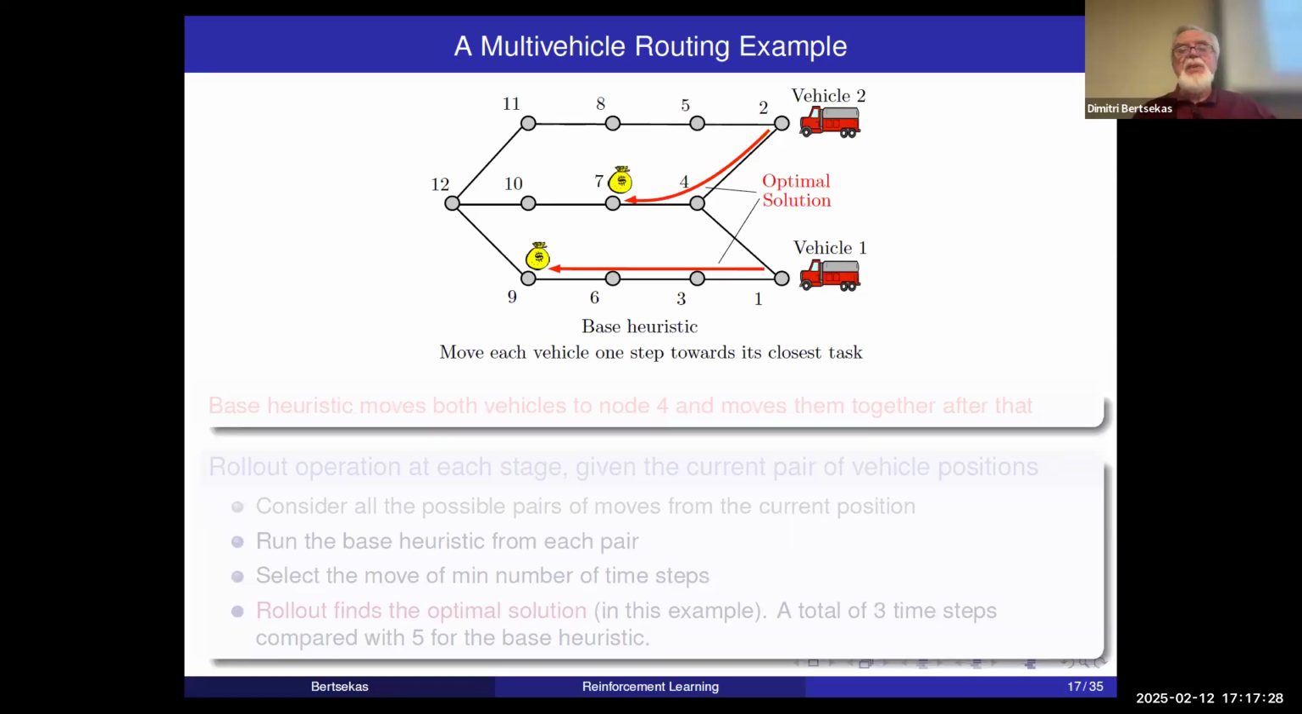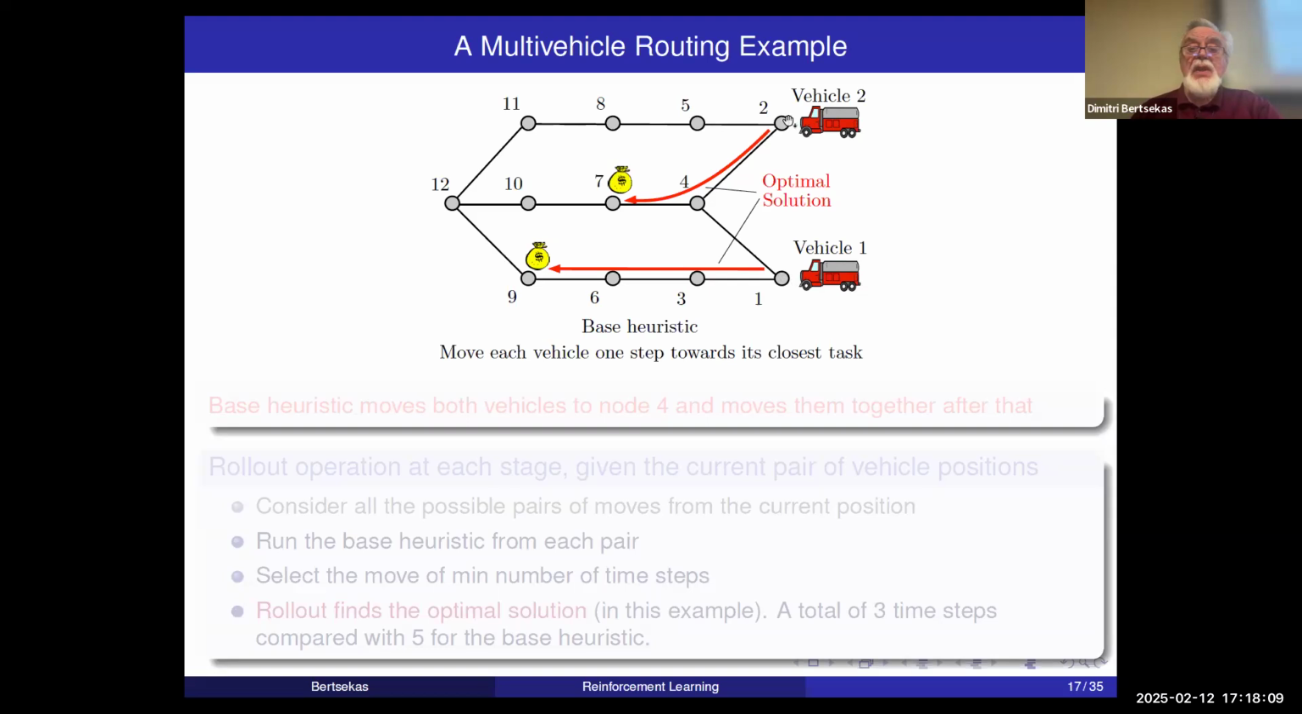This is a classical problem, the multi-vehicle routing problem, or multi-robot routing, multi-robot repair. You may think of this as delivery trucks, or as robots, or as fire crews trying to extinguish fires within an area that is modeled by this graph. And these vehicles, these trucks, can move one step at a time in each time period.